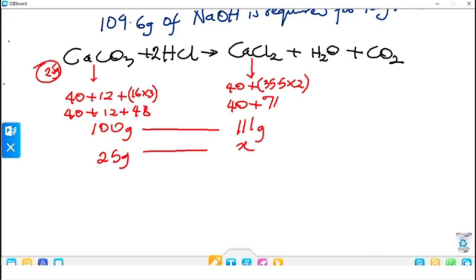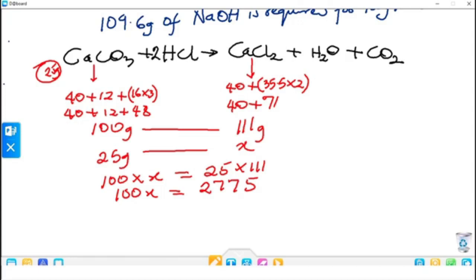So what do we do? Cross multiply. Once we cross multiply, we have 100 times X is equal to 25 times 111. So this is 100X is equal to 25 times 111. That will give us 2775. So we have 100X equals 2775.